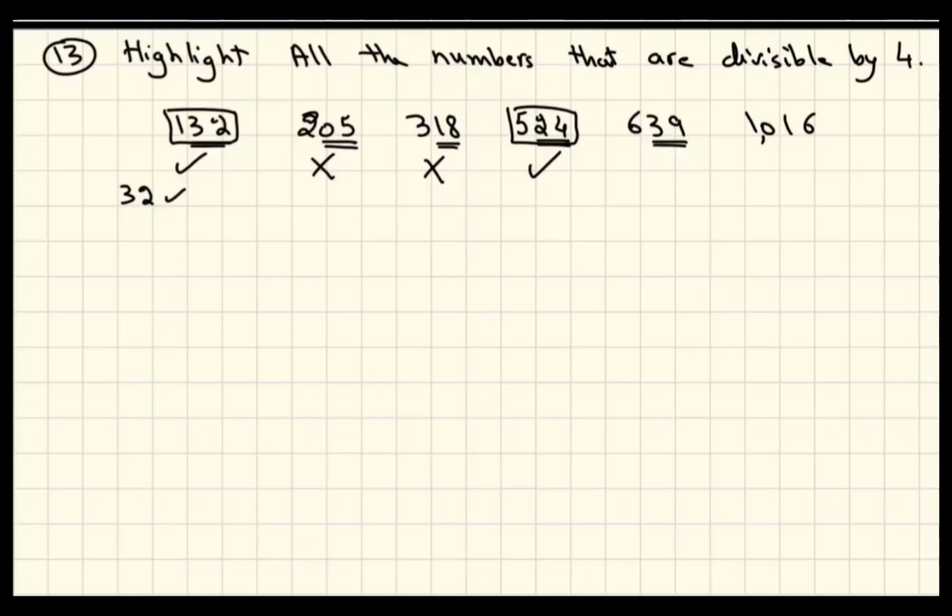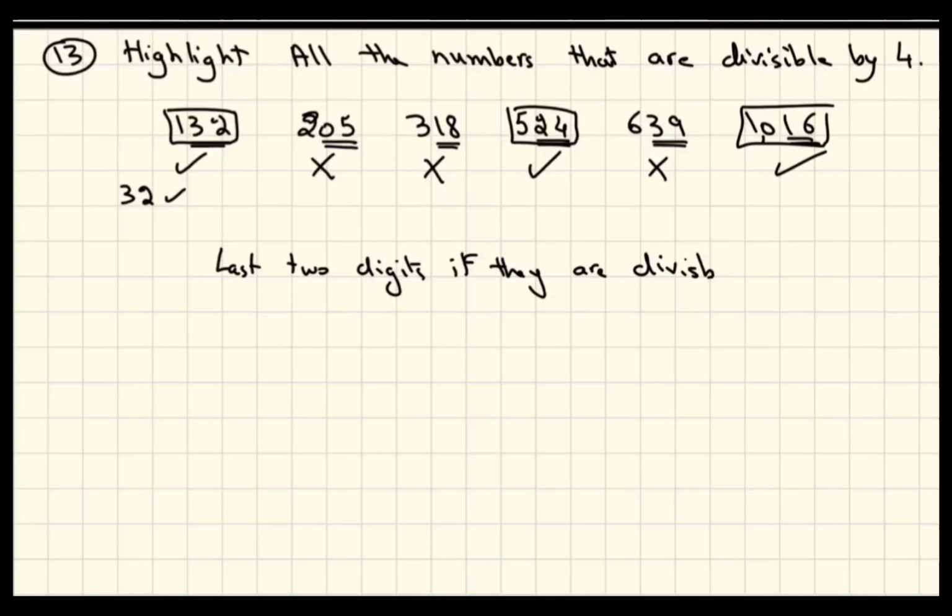In the multiplication table of 4, we don't have 39. We have 40. We have 36. We don't have 39, so no, it's not divisible by 4. The last one, we look at 16. Yes, it's divisible by 4. It means 1016 is divisible by 4. So I look at the last two digits. If they are divisible by 4.